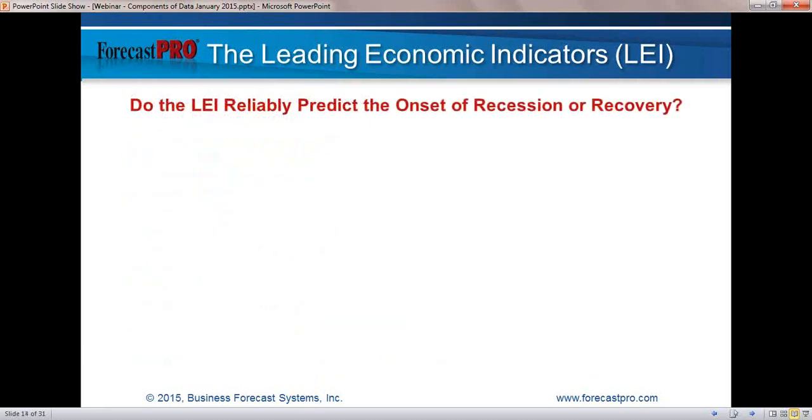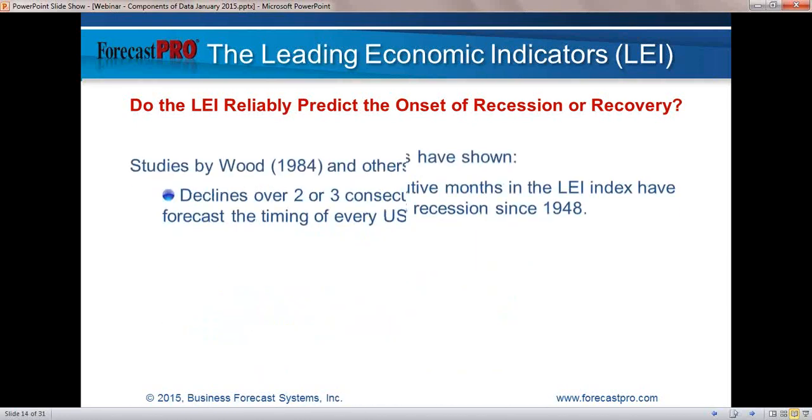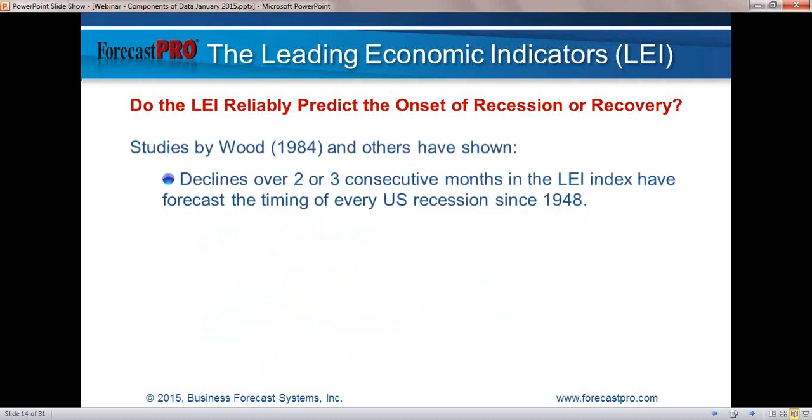How well does it work? Okay. People vary on their interpretation of this. My outlook on this is based on studies that were published in the International Journal of Forecasting at periodic intervals. And my own feeling is it doesn't work very well. So what the economists really want is to be able to watch the LEI, that leading economic indicator, and if you see 2 or 3 consecutive months of declines, then you say to yourself, we're going into a recession.